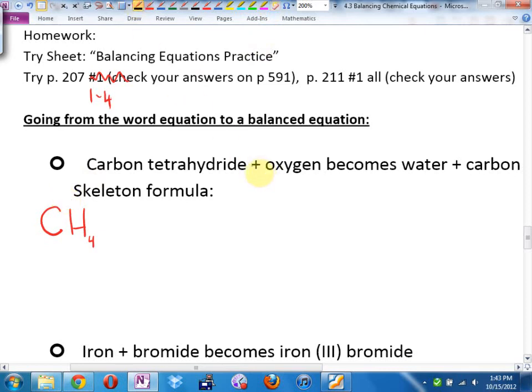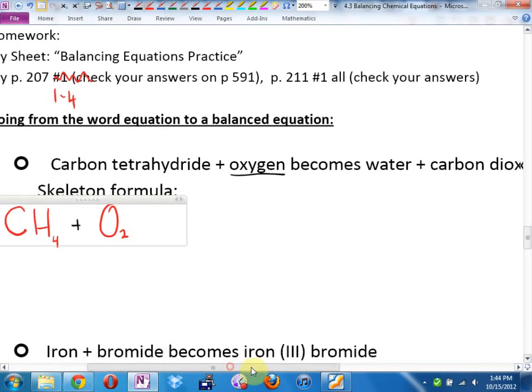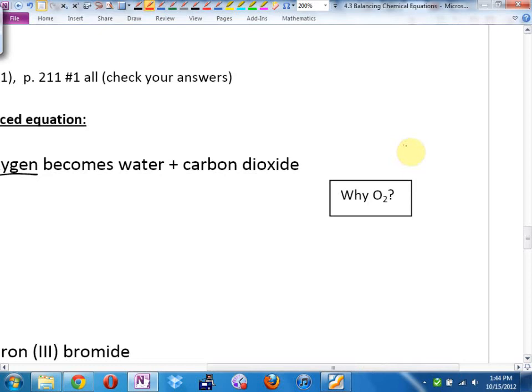What am I going to write for a plus sign? Plus. What's the next element? Carbon tetrahydride plus what? Oxygen. What am I going to write? Nope. O2. Why am I going to write O2? The fancy phrase for this, we said that oxygen was diatomic. It does not appear on its own in nature.